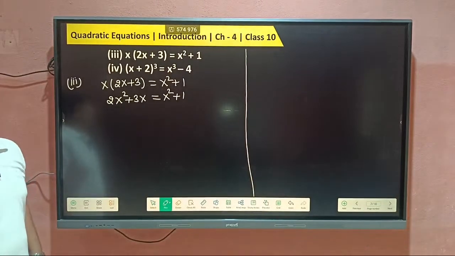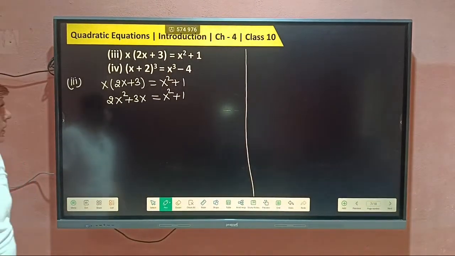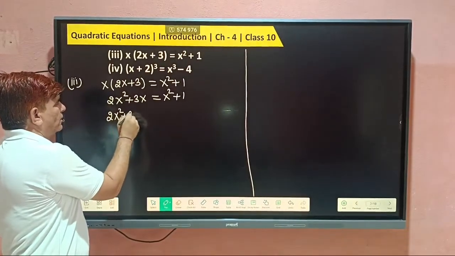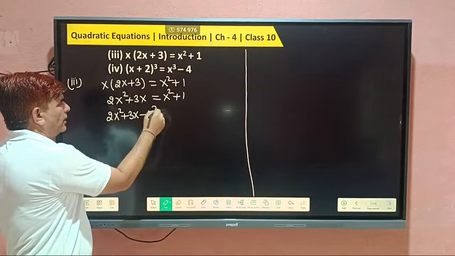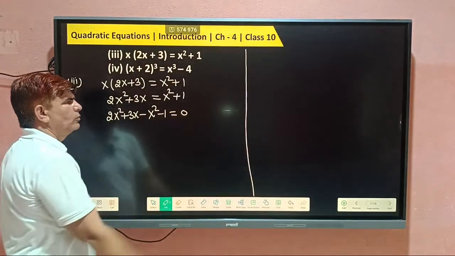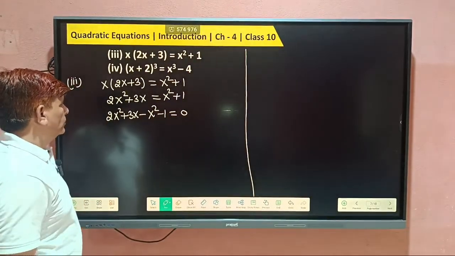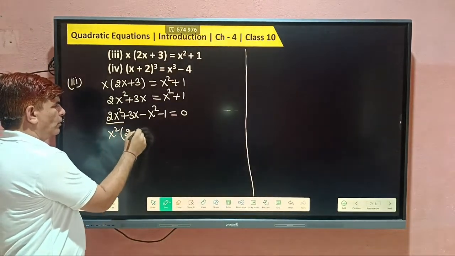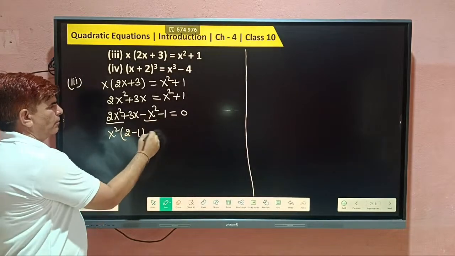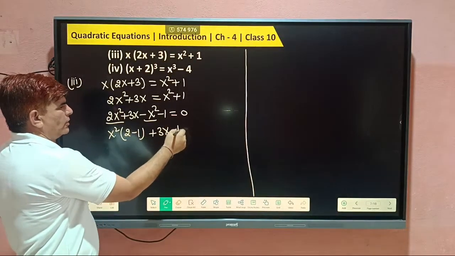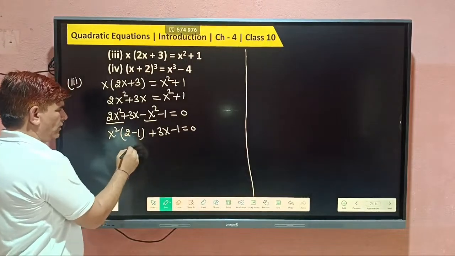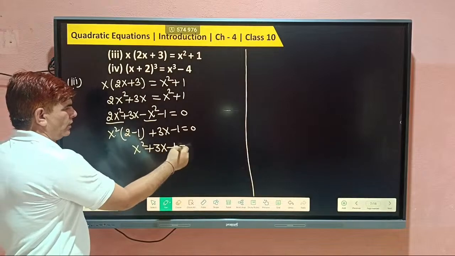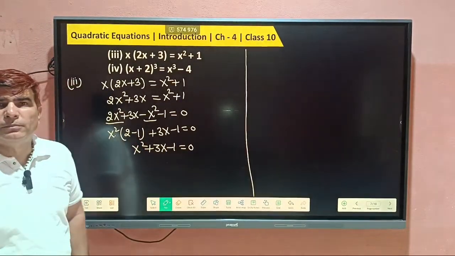Take all the terms on one side and 0 on the other side. So 2x square plus 3x minus x square minus 1 equal to 0. If you check, what's common? x square is common: 2 minus 1. So it becomes x square plus 3x minus 1 equal to 0.